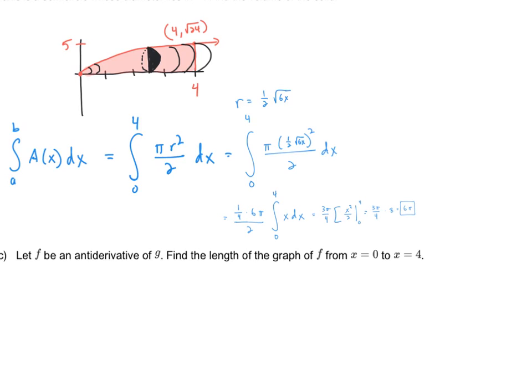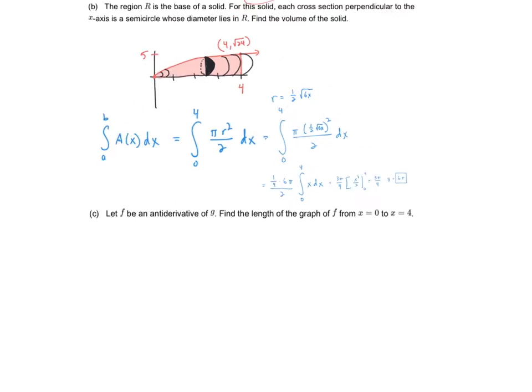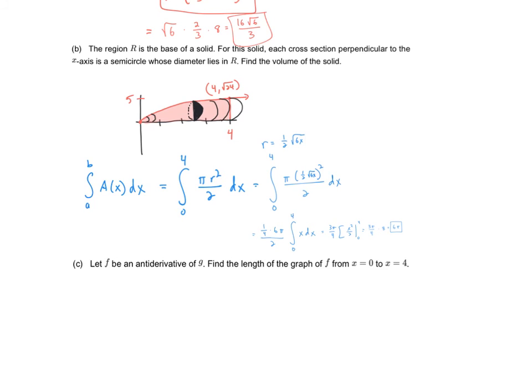Okay, so make sure, yeah. Okay, and then last one. Okay, let f be an antiderivative of g. Oh yeah, okay. Find the length of the graph of f from 0 to 4.